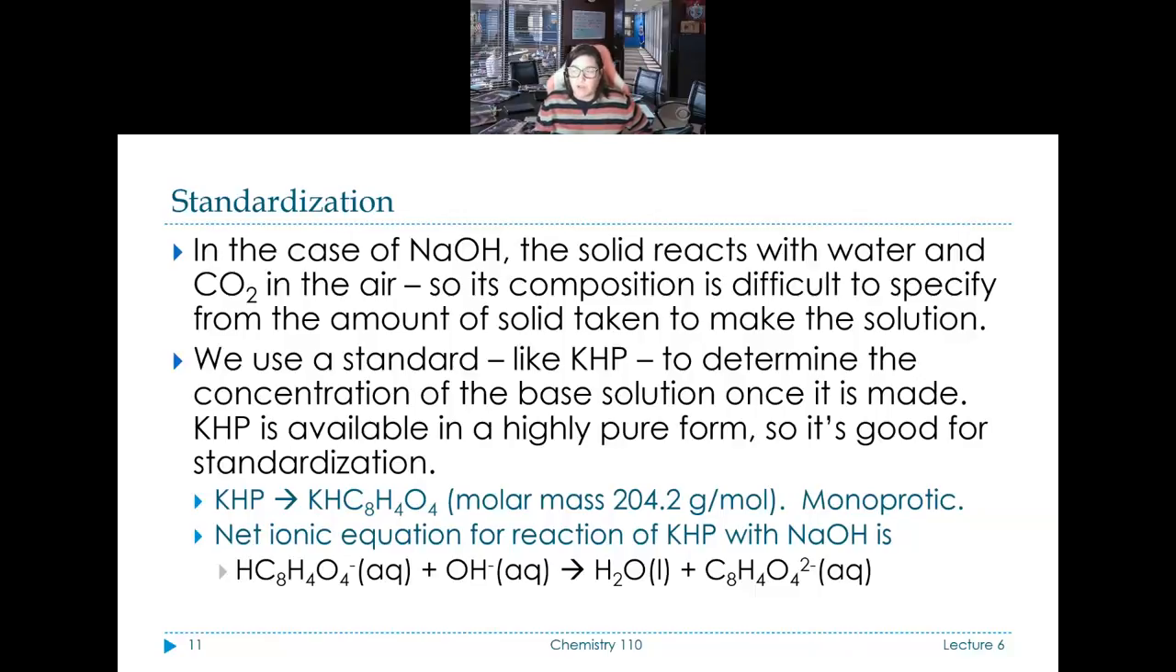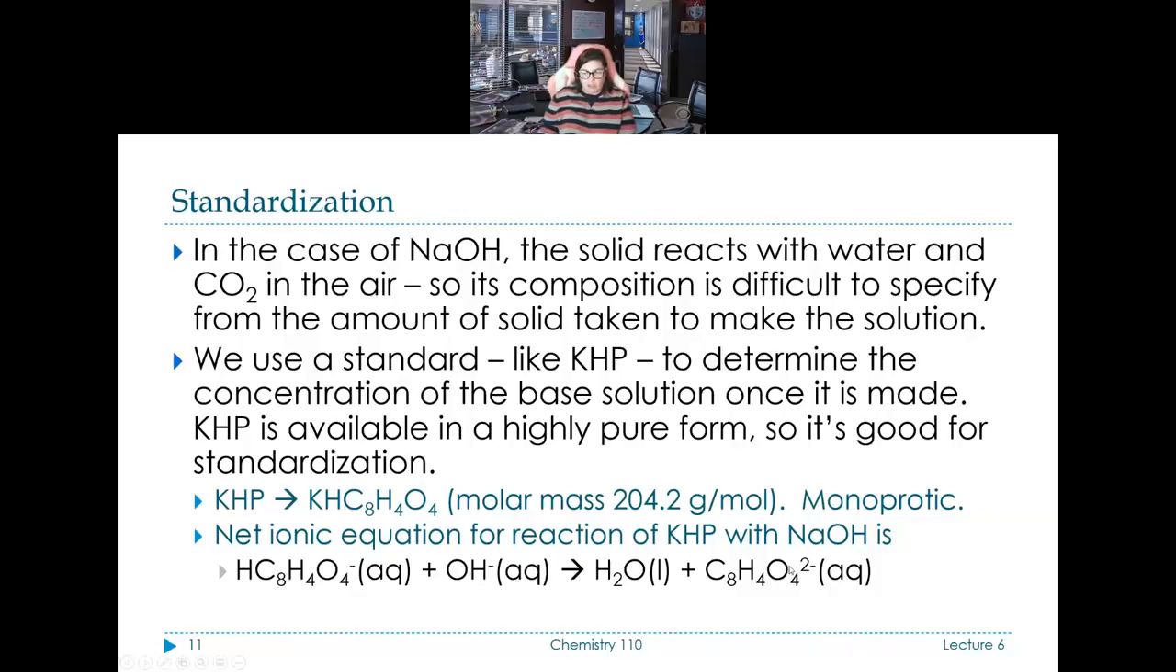Now, KHP is available in a highly pure form, so it's good for standardization. KHP is this structure right here, KHC8H4O4, and it has a molar mass of 204.2. It is monoprotic, so it reacts with just this one proton with the NaOH, so it's a one-to-one reaction. The net ionic equation for the reaction of KHP with NaOH is as follows. We take the potassium off of it, and HP- plus OH- goes to H2O plus C8H4O4 2-. All we really care about is that this is a monoprotic reaction.